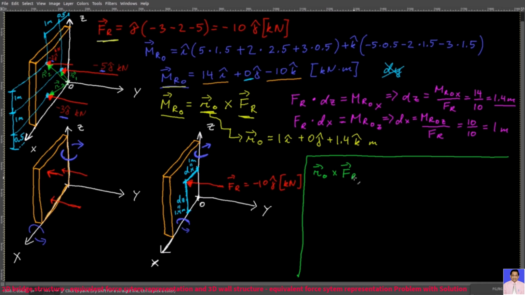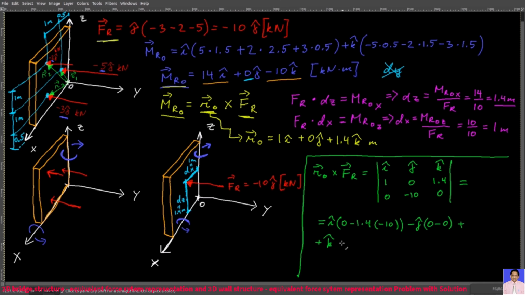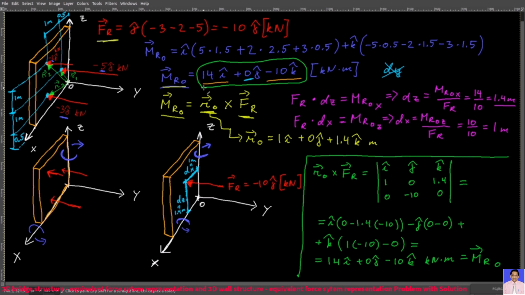R0 cross FR would be this 3 by 3 determinant. And if you calculate that, then you will have I times all this minus J times 0 minus 0 and plus K times all this, and that will give you 14I plus 0J minus 10K kilonewton meters, which is your MR0. As you can see, the answer is exactly the same that you have here.